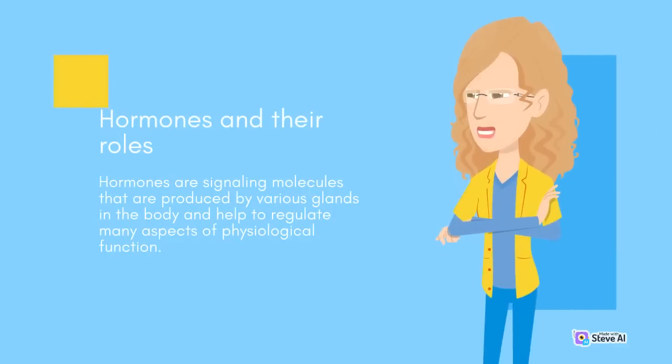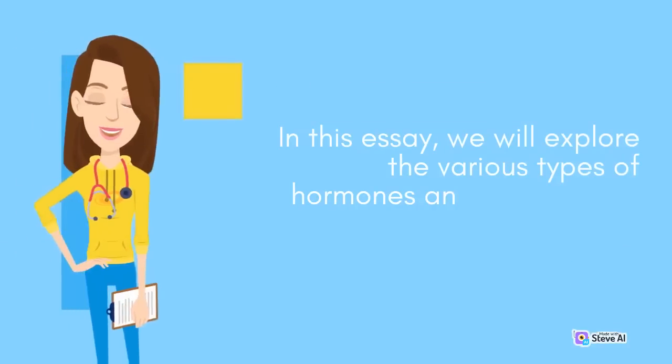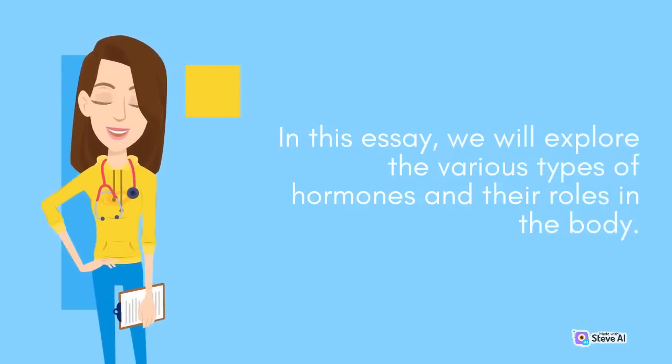Hormones and their roles. Hormones are signaling molecules that are produced by various glands in the body and help to regulate many aspects of physiological function. They play a crucial role in maintaining homeostasis, or the balance of various bodily functions, and are involved in processes such as growth and development, metabolism, and reproductive function. In this essay, we will explore the various types of hormones and their roles in the body.